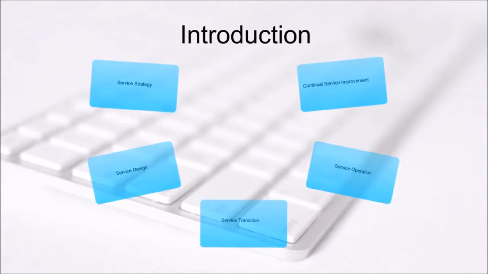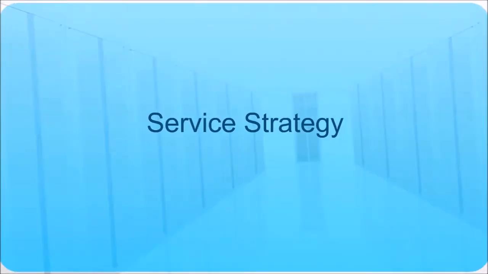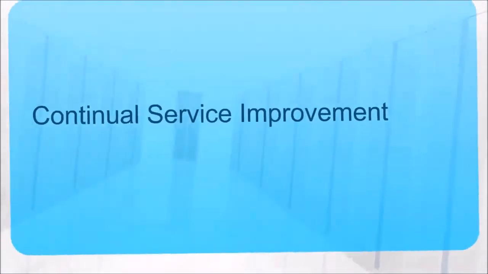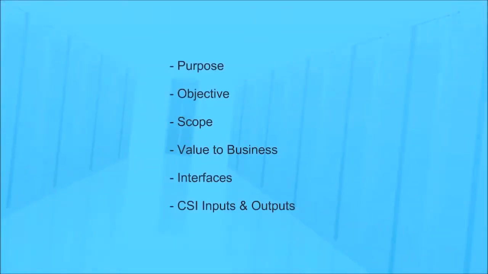In this video, we'll be discussing Continual Service Improvement, or CSI. As you probably know, Continual Service Improvement is the last stage of the life cycle. We started with service strategy, moved to service design, next was service transition, then to service operation, and now to CSI. This video covers the basic concepts of CSI, including the purpose, objectives, scope, the value it adds to business, interfaces, CSI inputs and outputs, and so on.